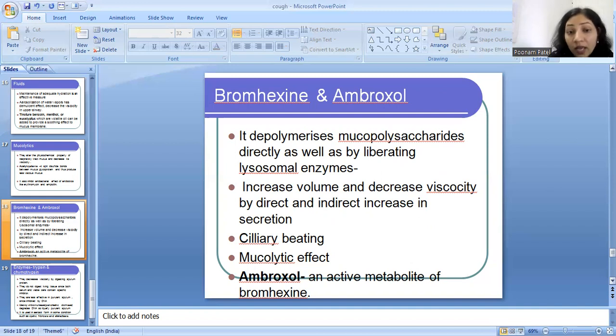It also has a property like it increases the volume and decreases viscosity by direct and indirect increase in secretion. It increases ciliary beating, and ambroxol is an active metabolite of bromhexine.